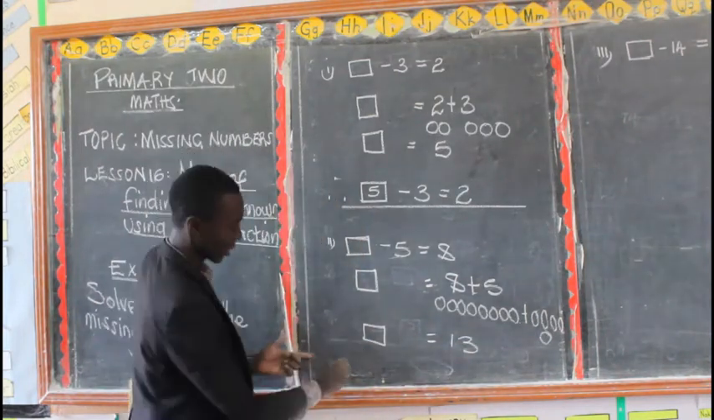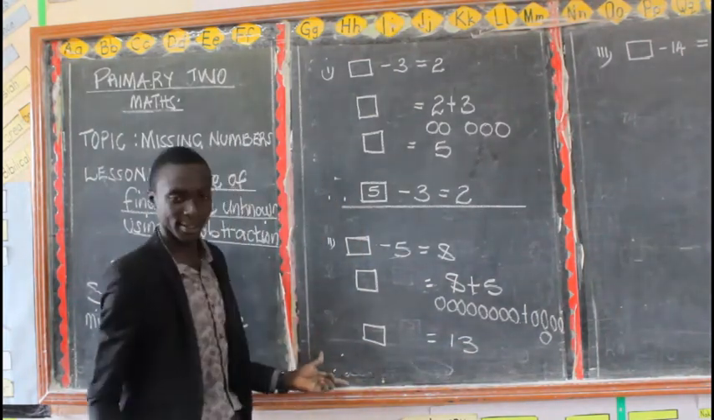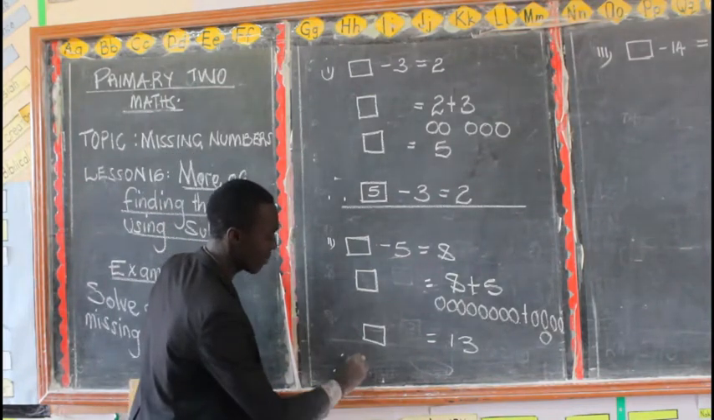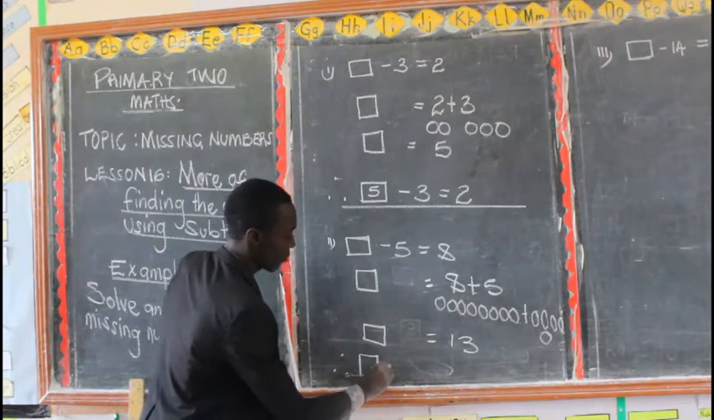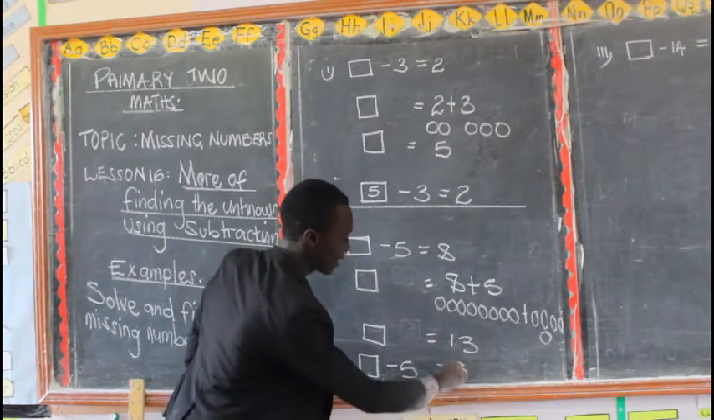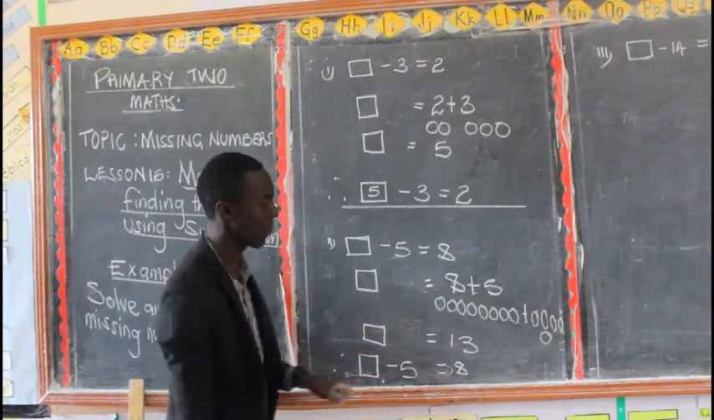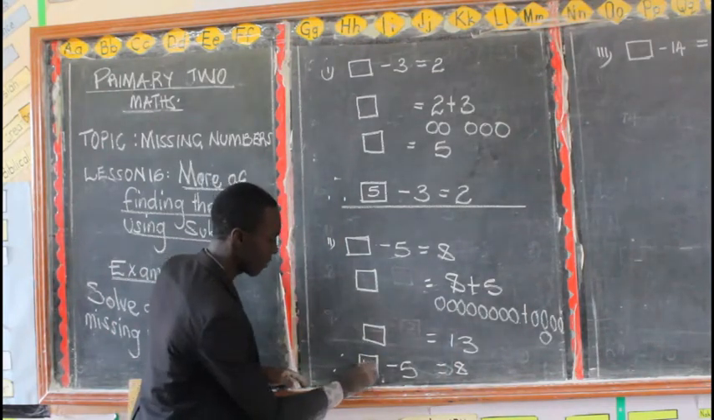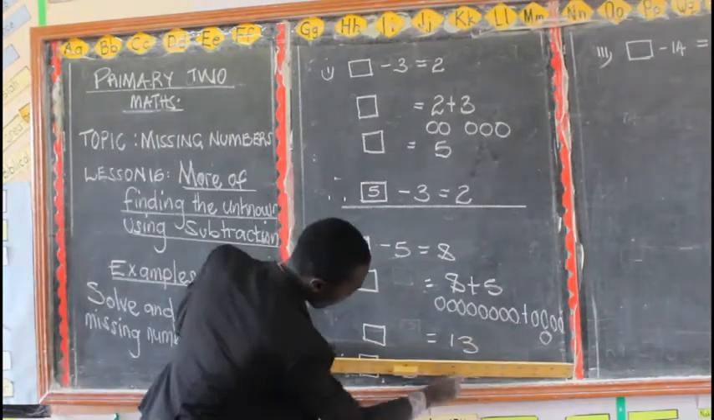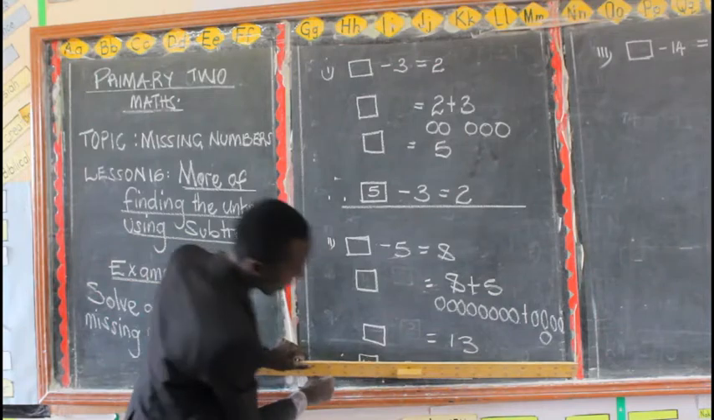Don't stop there. Write the full statement as it was in the question: my box, when I subtract 5, I get 8 as the answer. But what is in my box? I said my box is equal to 13, so you fill 13 in your box. After that, you underline your work properly.